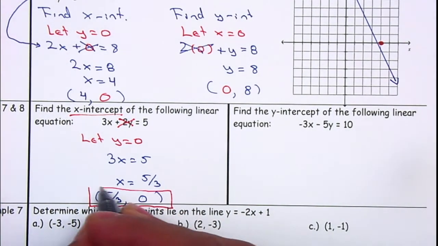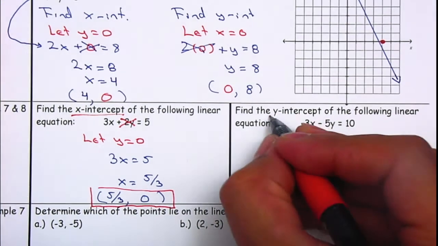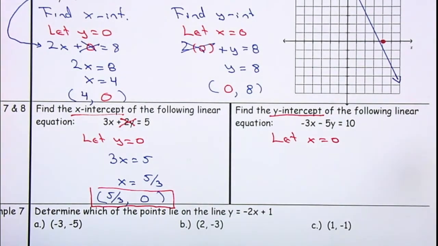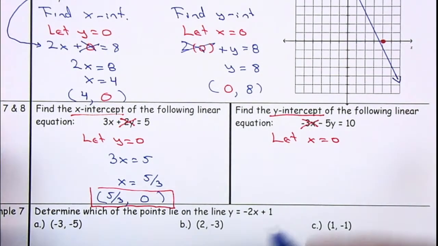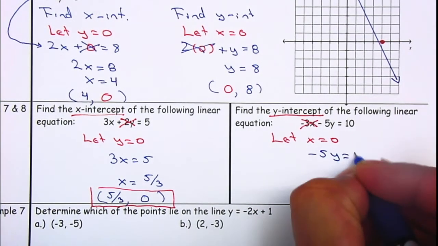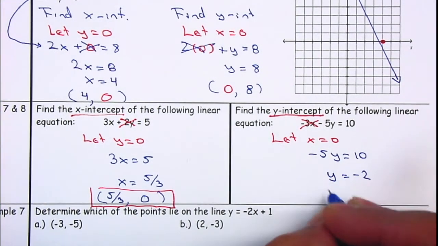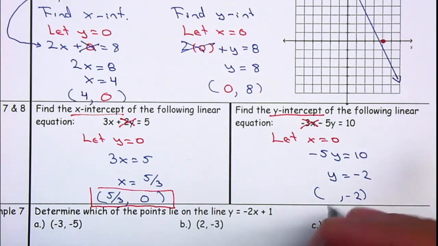Go and try example number 8. Find the y-intercept. Pause it and see if you guys can do it by yourselves. So to find the y-intercept, I'm going to let x equal to 0. Negative 3 times 0 is 0. So I have negative 5y is equal to 10. I'm going to divide by negative 5 on both sides. Y is equal to negative 2. My answer needs to be a point. Y is negative 2. X is 0.